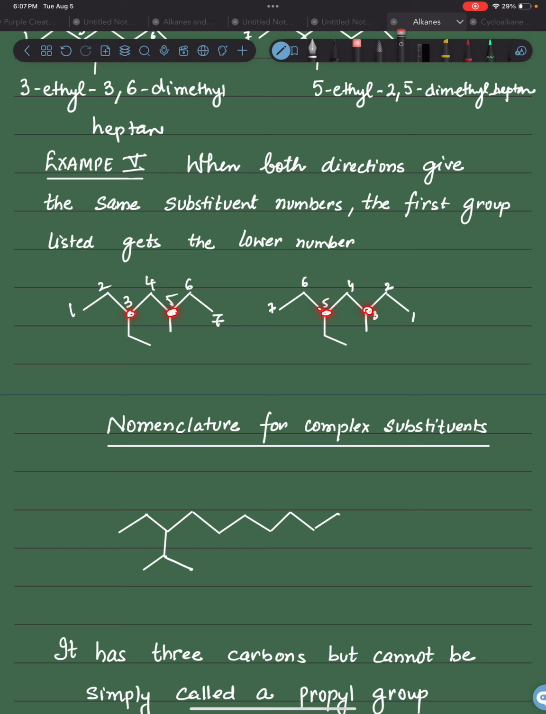So which one should we go for? We should go for the one which gives the lowest possible or the lower of the two numbers to the first group that is listed. So there are two groups, ethyl and methyl. Which one would be listed first as per alphabet? Ethyl. So we will choose where ethyl will get the lower number, right? So 3-ethyl 5-methylheptane, right? That is the correct numbering.